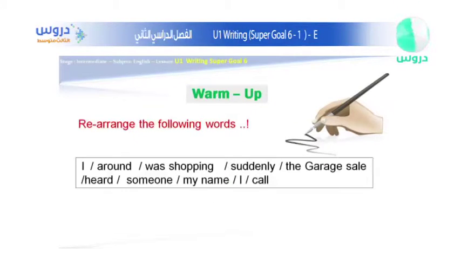The first thing is the warm-up, as usual. It says, rearrange the following words. So we have a few words here and we want to rearrange them to put them in the correct order. So what do you think? What is the first thing that we should put in the beginning of the sentence? Can you give me the sentence from these words? Make a sentence. What is the first thing that we have to write?